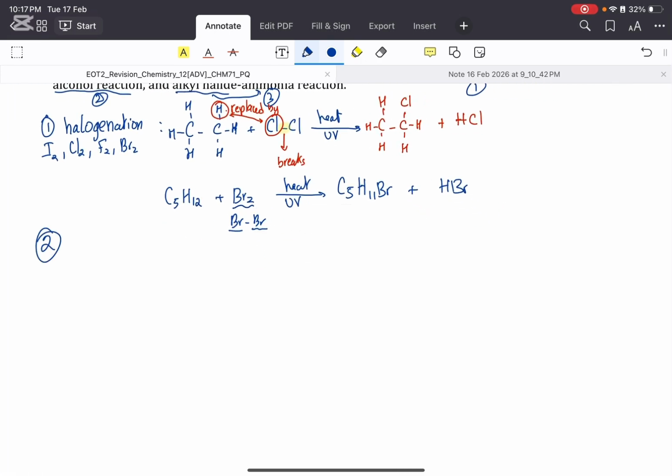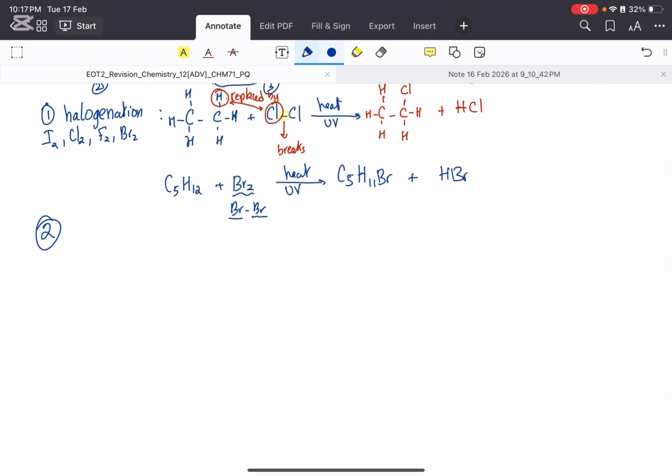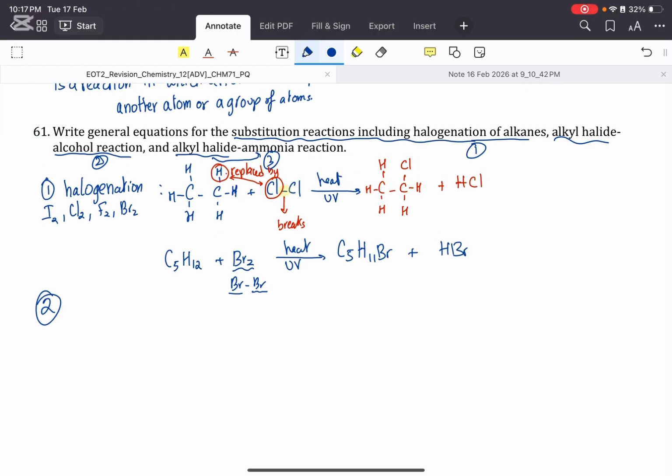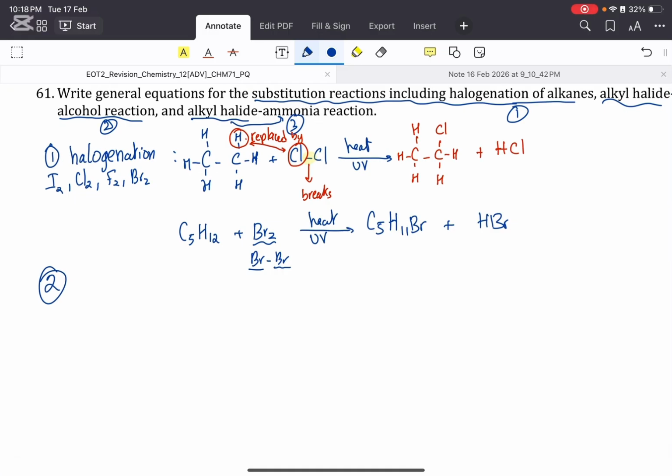So that was 1. 2, alkyl halide to alcohol reaction. Now you need to know that in order to form alcohol or amines, I cannot do it directly from the alkane. So it's after the alkane turned into an alkyl halide, then I can continue and do a substitution for the halogen, and replace it with nitrogen or replace it with OH. So for example, let's take this one over here.